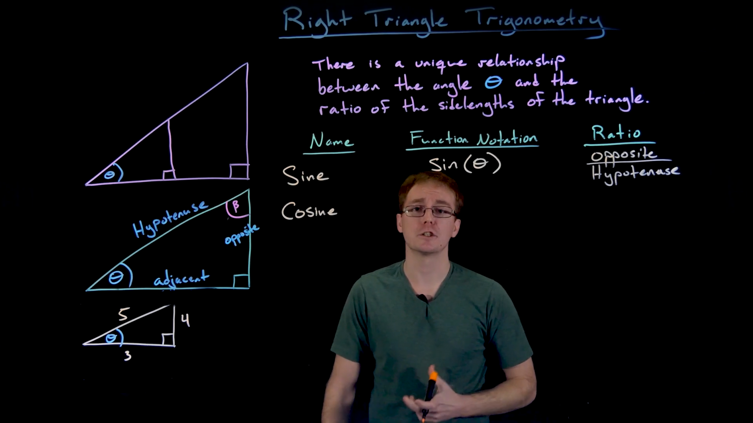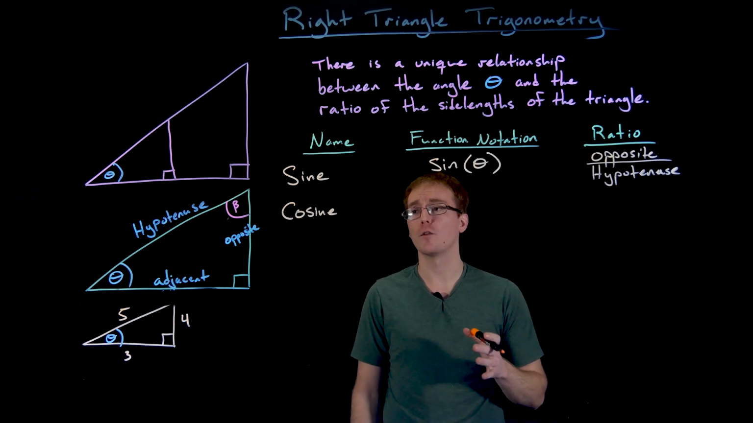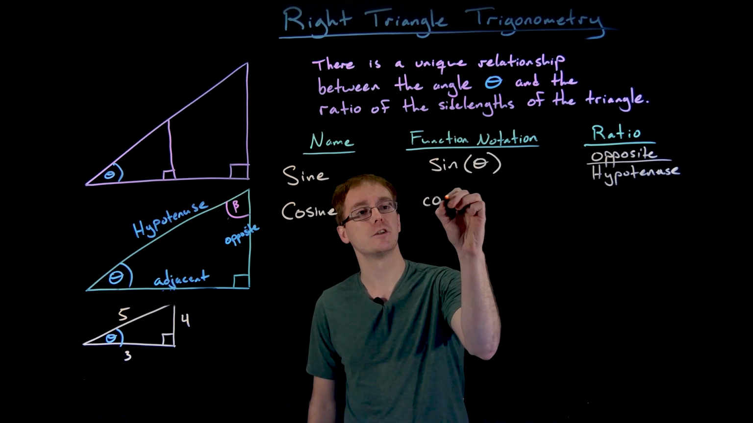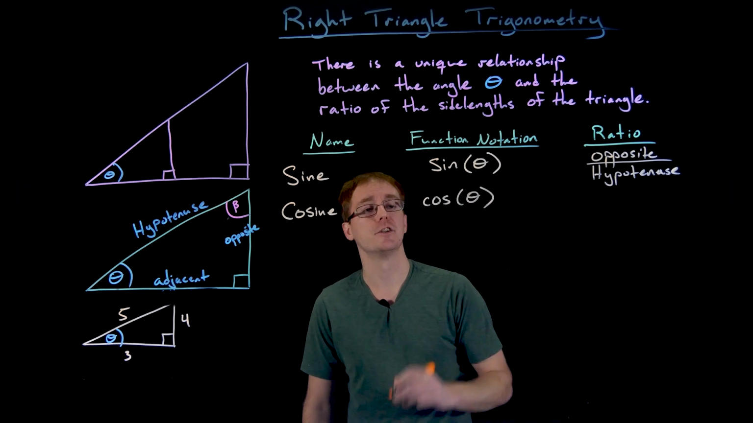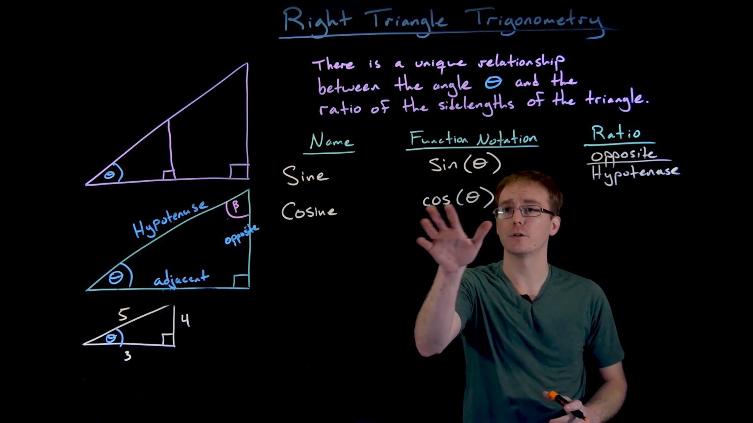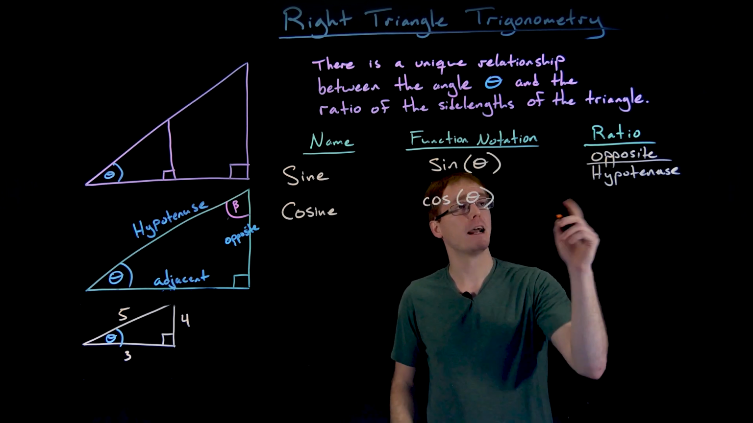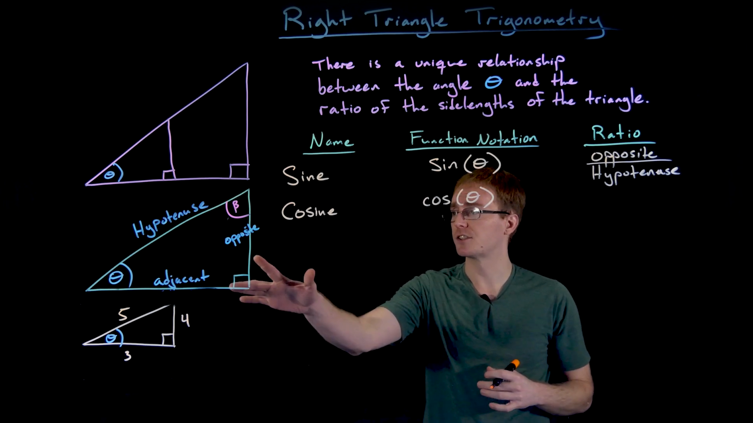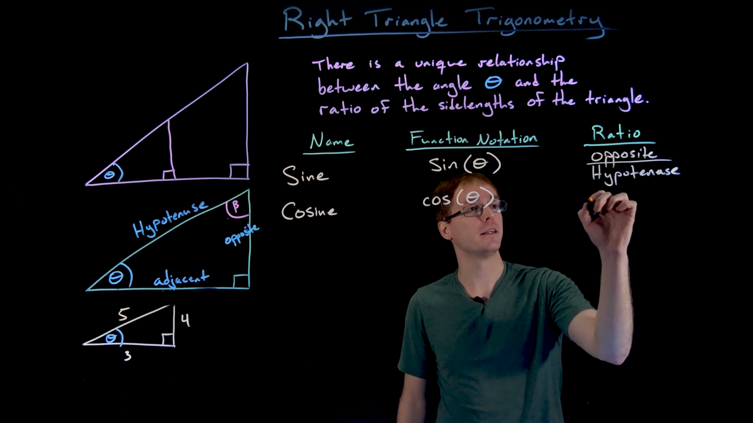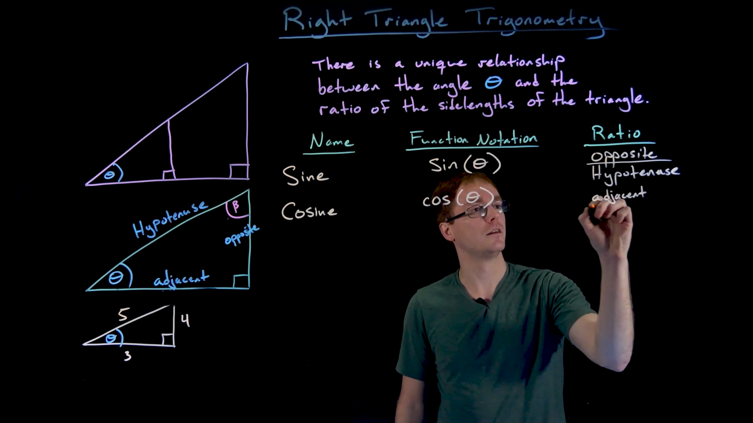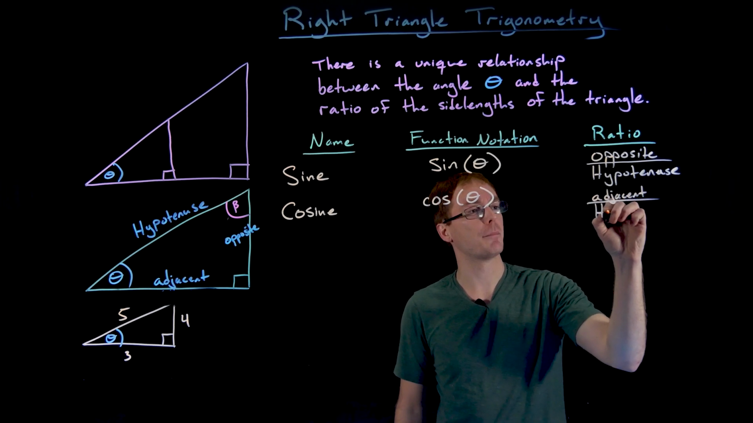Our next important trig ratio or function is called the cosine function or the cosine ratio. In our function notation, it's denoted as cos of our angle theta, or we read this as cosine of theta. And the ratio definition of our cosine function using side lengths in a right triangle is the adjacent side length divided by the hypotenuse.